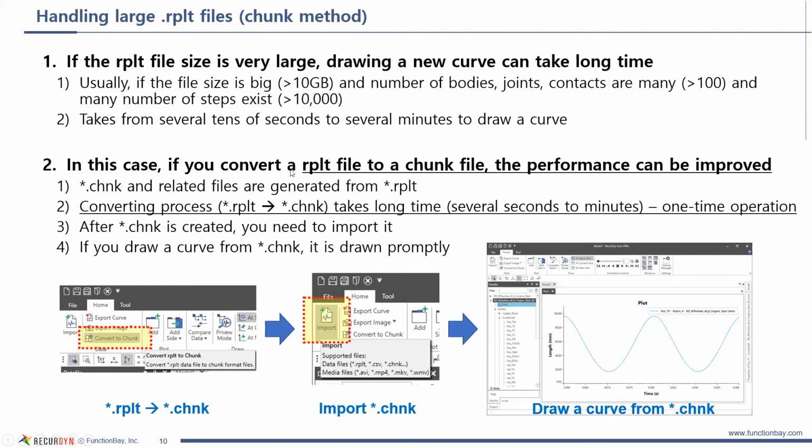If this is the case, then what you would do is convert the RPLT file to what's called a chunk file, and using these chunk files improves the performance. And there's a conversion process that is easy to do. Basically, you just click on this convert to chunk file, and it brings up a dialog box where you just select the RPLT file. The chunk file is then created, and then you click on the import button and just import the chunk file.